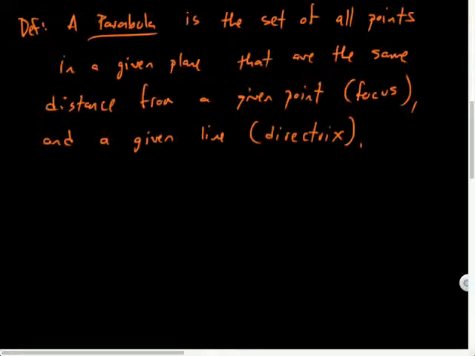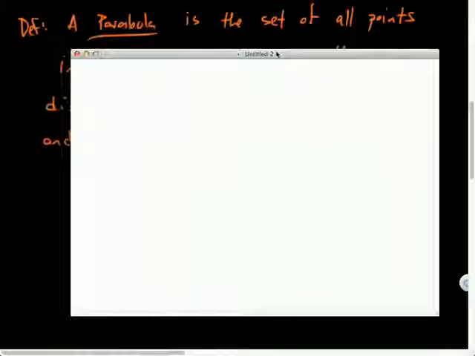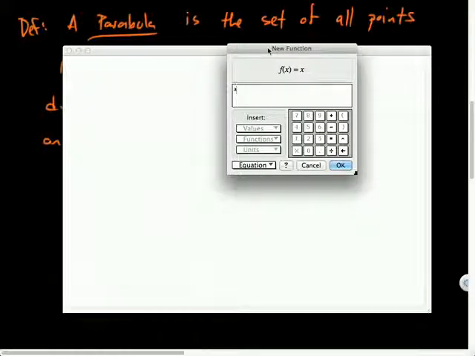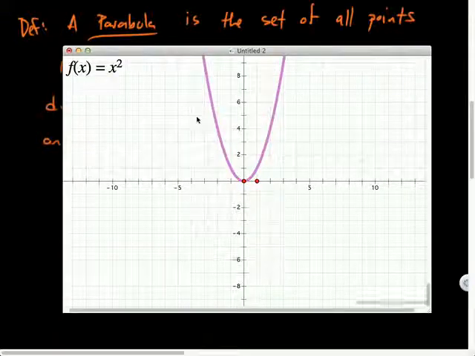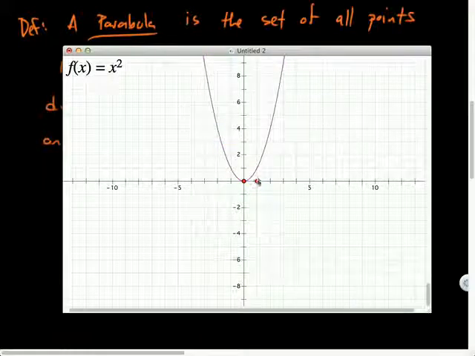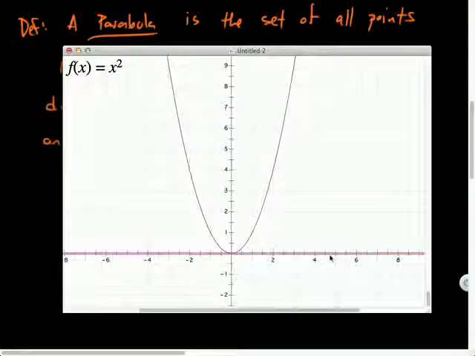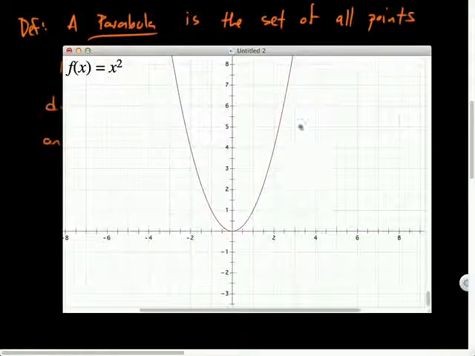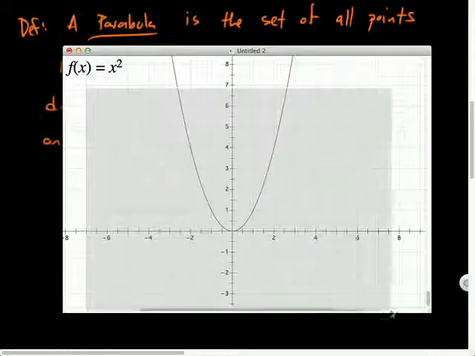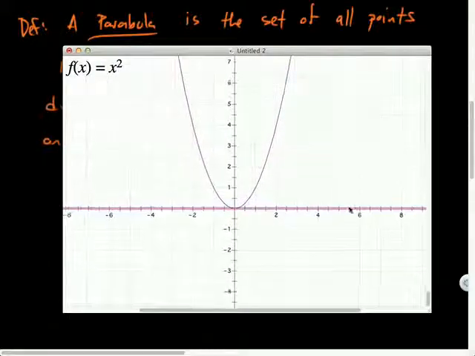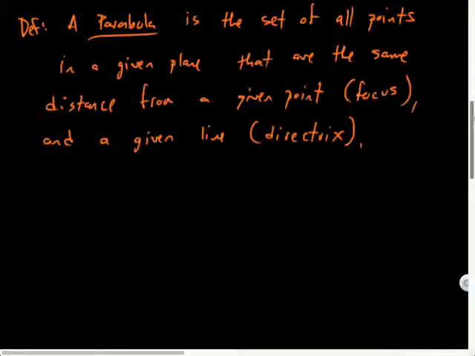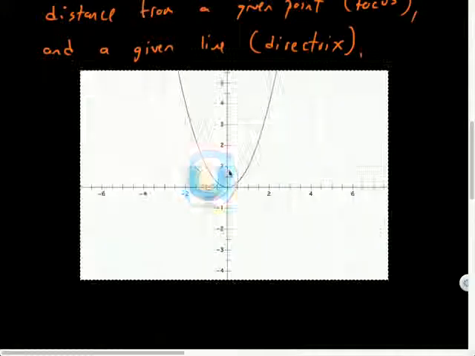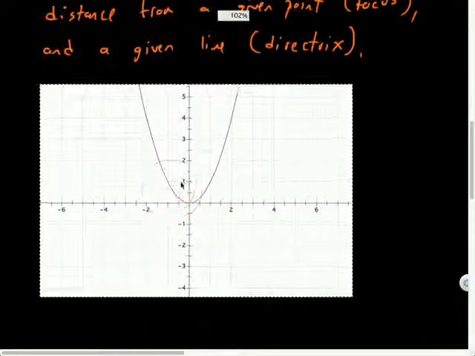So let me just get a blank sketch, and let me just graph plain old y equals x squared. All right, and I'm just going to start with this. And I'll just hide these guys. Let's do this. Just so I can label some of the stuff going on here.